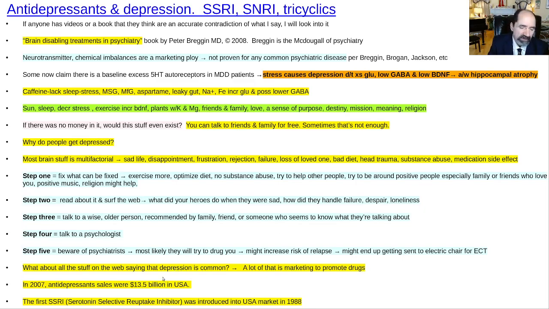So what about all the stuff on the web saying depression's so common? Some of that's just marketing. The more they can say it's common, the more they can justify prescribing more drugs. It's giant money. Antidepressant sales were $13.5 billion worth back in 2007. They're probably way higher than that now. The first SSRI came onto the market in 1988.